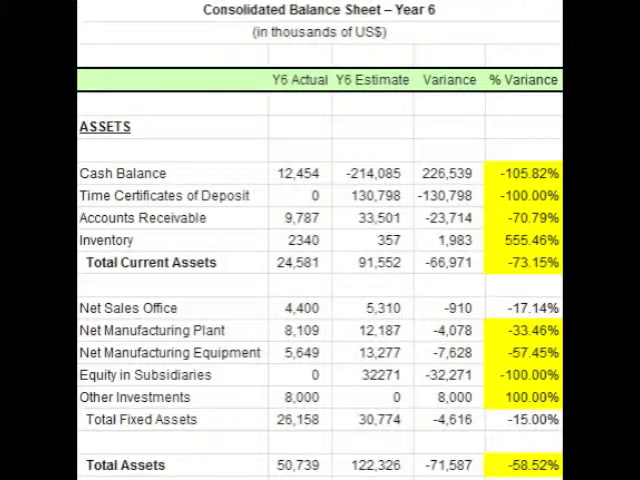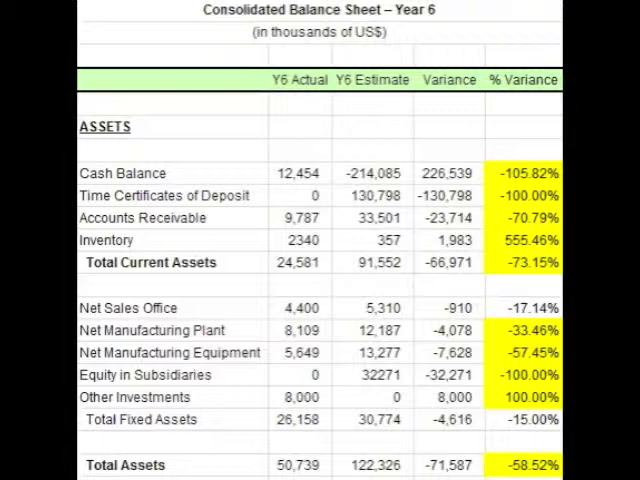Consolidated balance sheet year 6. Our cash balance with a variance of 106%, time CDs with a variance of 100%, accounts receivable with a variance of 71%, and inventory with the largest variance shown on our financial statement analysis, a variance of 555%, were due to our declining sales and market share loss. This resulted from an incorrect pricing strategy of not being a value leader, an incorrect product model from not being competitive, and not bringing new models and products to the market first.